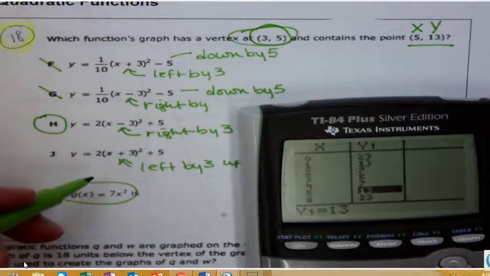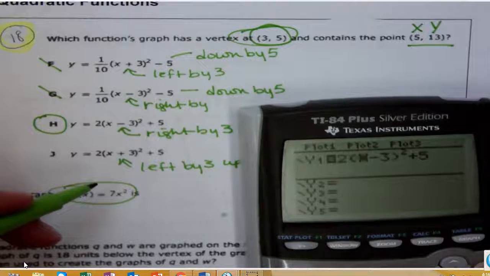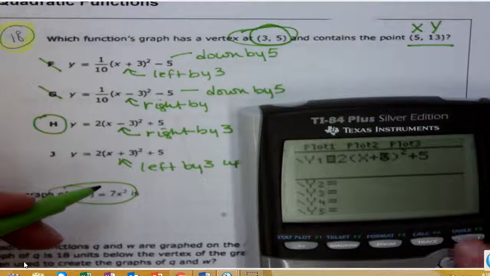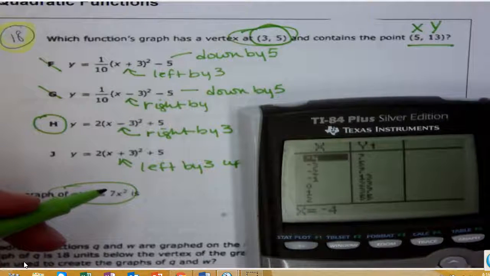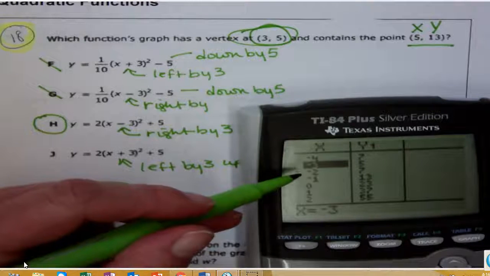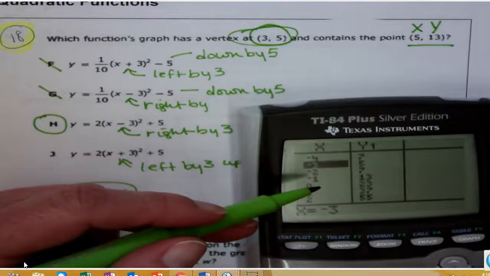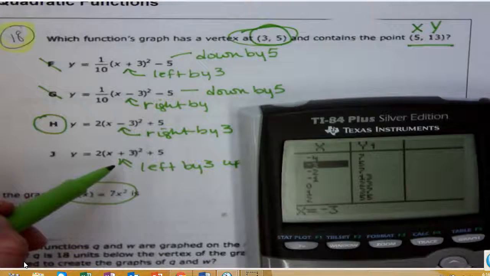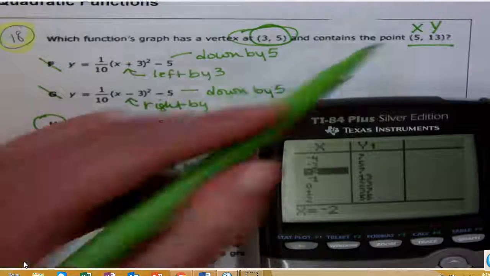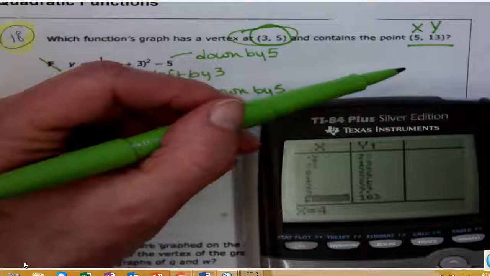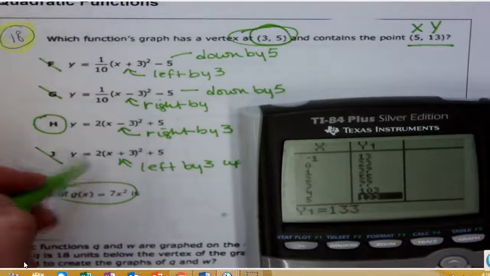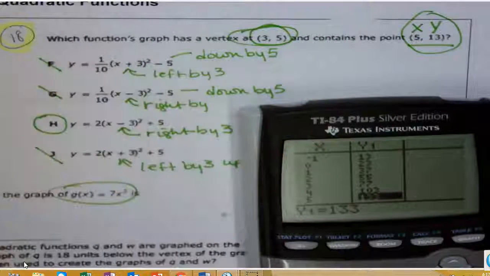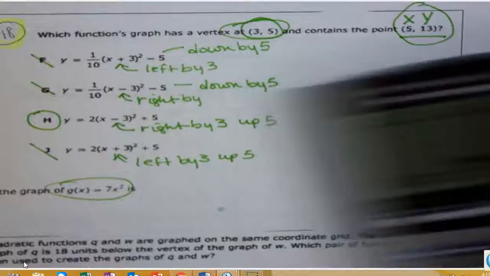What if I would have plugged this one in? If I changed it and went to my table, I'm going to look and notice, oh, that's negative 3, 5 as my vertex. That's not what I want. And not only that, but when I go to my x is 5, it's 133. So that I don't want either. So you can very easily plug all these 3 in and just look at this point and see if that's covered by the table. All right, moving on.